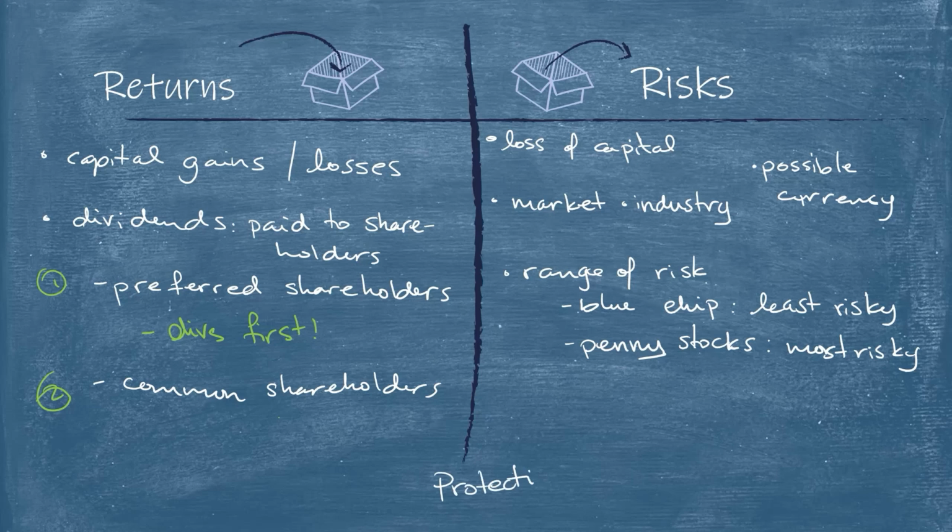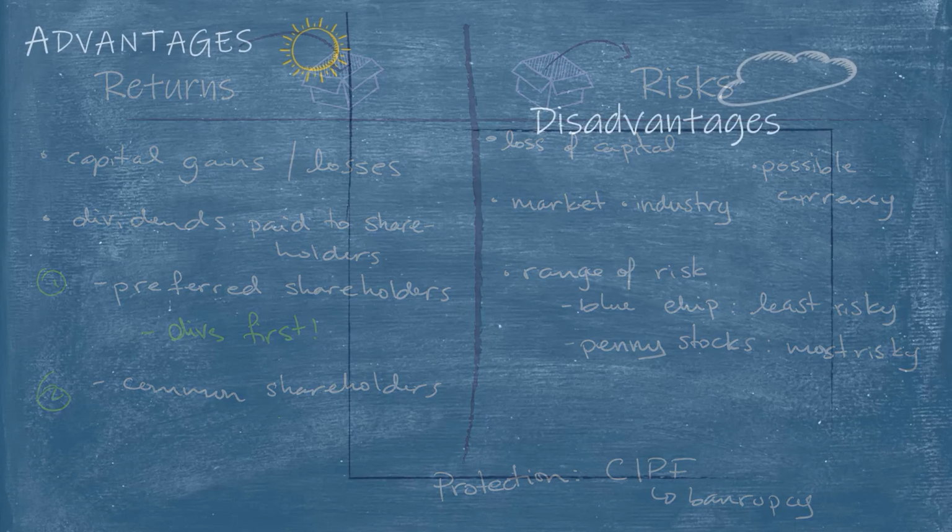The protection that investors get when they invest in stocks is just the CIPF. Remember, that is just if the company goes through bankruptcy. It's not for when you've lost some money in your stock and want to use that protection. This protection is only as a result of the company going bankrupt.